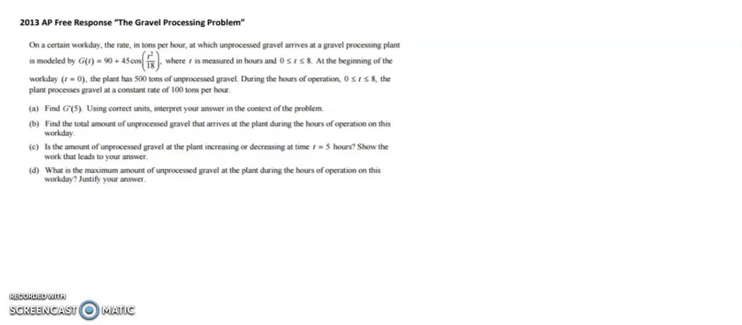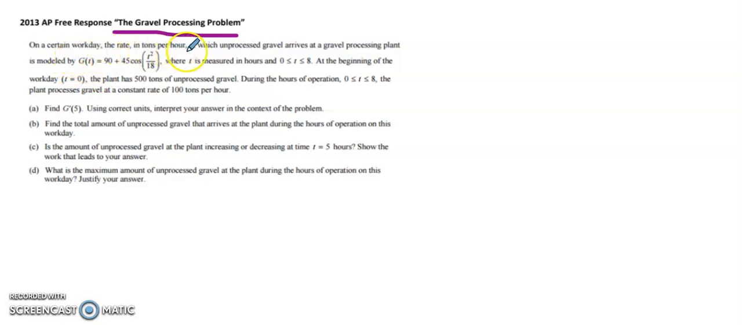All right, we're going to work through what I call a rate in, rate out problem. And in AP Calculus lingo, this is the gravel processing problem. I call it a rate in, rate out problem because we're dealing with two rates.